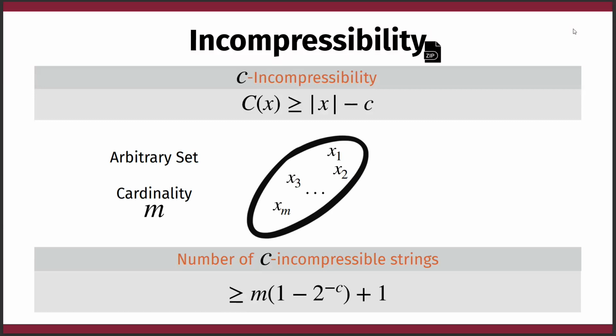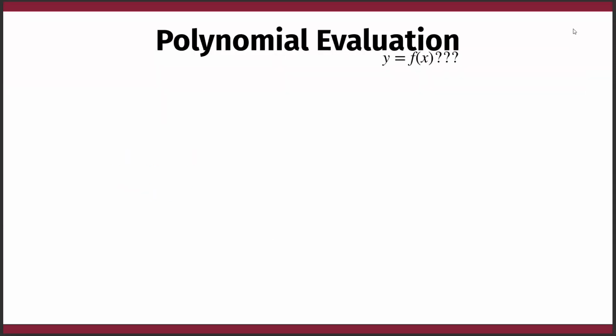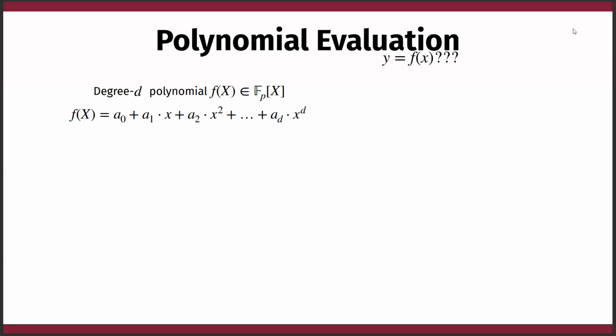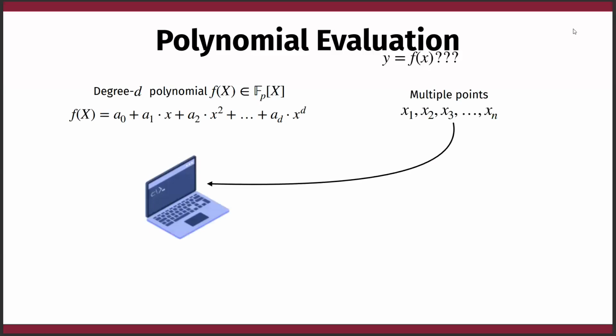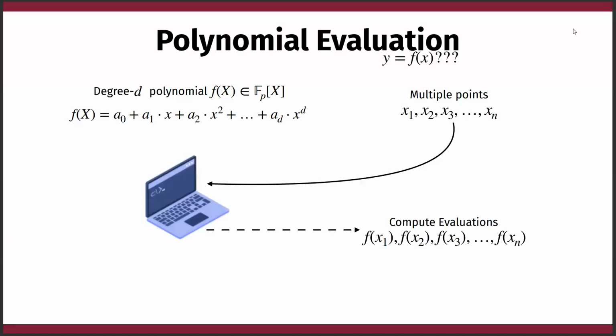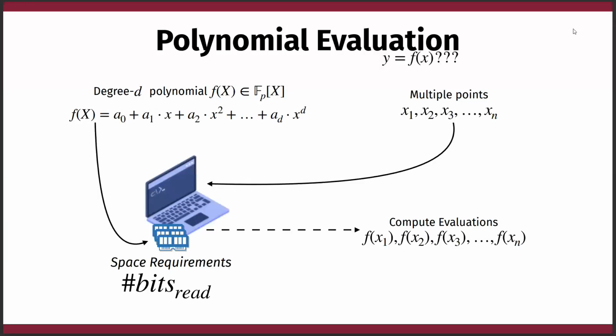Okay, so now that we know this notion, let me define the problem we want to tackle. Polynomial evaluation: we have a polynomial of degree D, and a machine that takes some points as input and gives you an evaluation on those points as output. What we want to measure is the bits you need to read from the memory to correctly evaluate the polynomial. Intuitively, what you're going to read is an encoding of the polynomial.